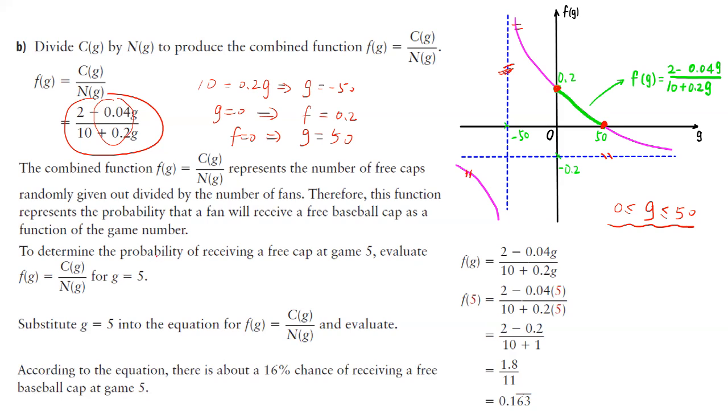And to determine the probability of receiving a free cap at game 5, simply evaluate F(5), right? So F(5) is (2 minus 0.04 times 5) over (10 plus 0.2 times 5), which we can solve. The result is 0.163. And according to the equation, there is about a 16% chance of receiving a free baseball cap at game 5. And the sketch of F(G) in terms of G is shown here, okay? All right, so please have a look at the solution here and let me know if you have any questions.